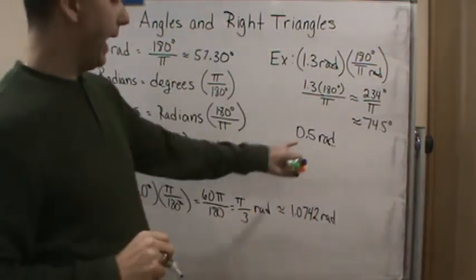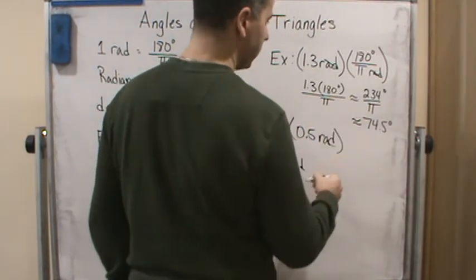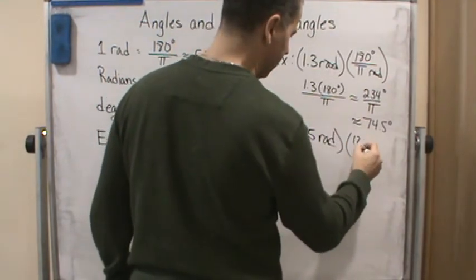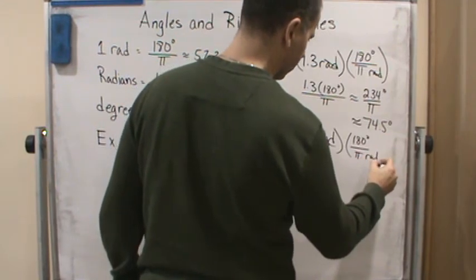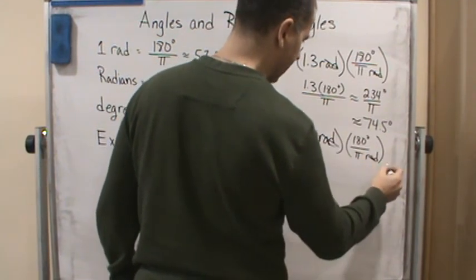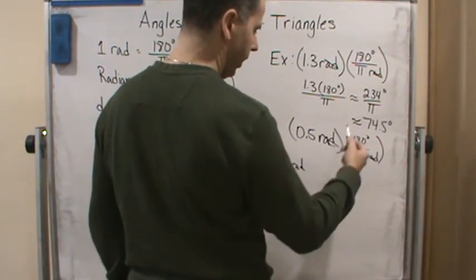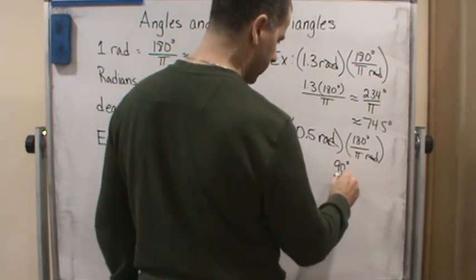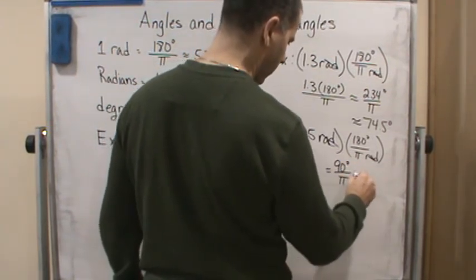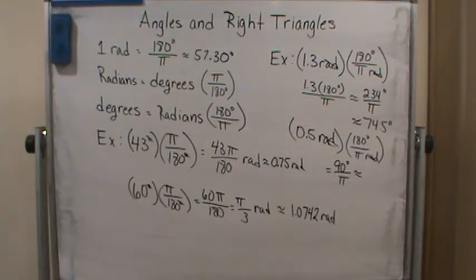Now, what if we want half a radian? Well, do the same thing. We're going to take this and multiply it by 180 degrees over pi radians. The radians cancel, so we end up with degrees. We get half of 180 over pi, which is 90 degrees over pi, which is approximately equal to 28.6 degrees.